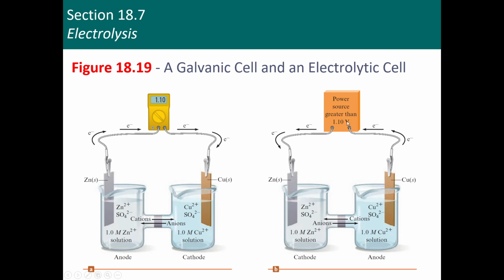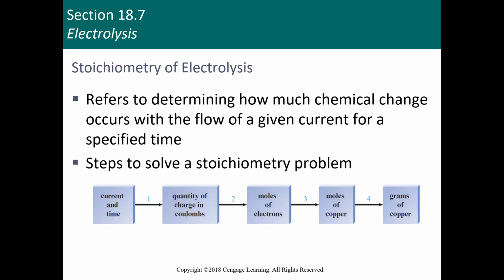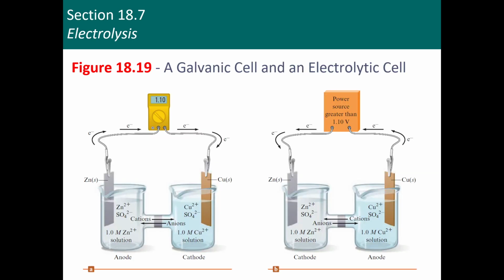Now, again, this has to be greater. If these are equal, if you just use 1.1 volts for your power source here, nothing will happen. This will actually just be at equilibrium, so you won't have anything actually occur. Now, the stoichiometry of electrolysis: you can actually use this in a laboratory setting to determine the stoichiometry of a reaction.